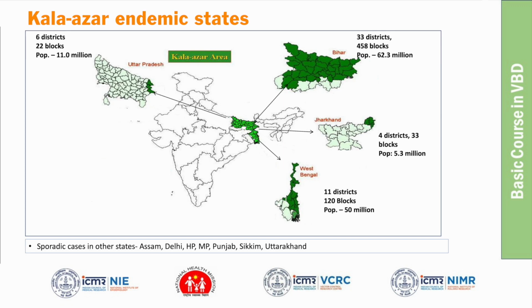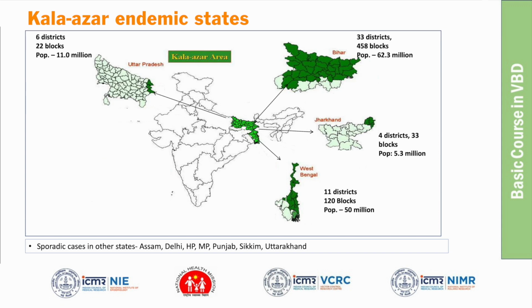And in India, the Kala-Azar endemic states are 4 states: Bihar, Jharkhand, West Bengal, and Uttar Pradesh. In Bihar, almost all the 33 districts with 458 blocks, the disease is prevalent. The population affected is about 62.3 million. And in Jharkhand, 4 districts are affected out of 30, in which 33 blocks are affected by this disease. And the population affected is about 5.3 million.